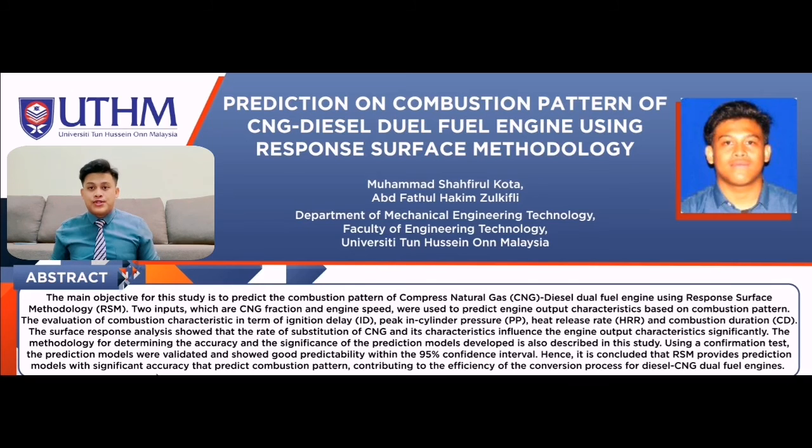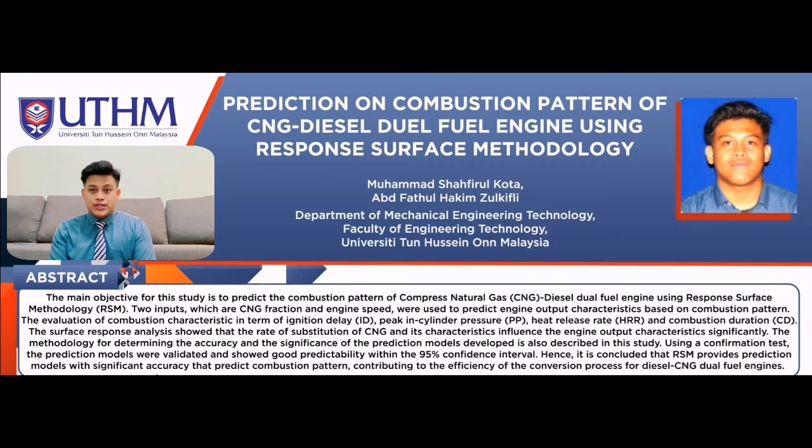First and foremost, I would like to give an initial description about my project. The main objective of this study is to predict the combustion pattern of CNG-Diesel fuel engine using response surface methodology. The second objective is to graphically present the characteristics of the CNG-Diesel fuel engine in terms of ignition delay, peak pressure, combustion duration, and heat release rate compared to the diesel engine. Lastly, the objective is to validate the established predicted model using confirmation tests.